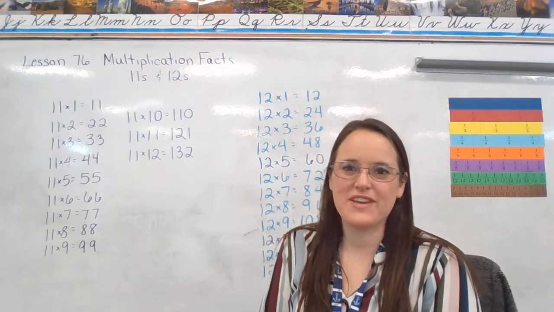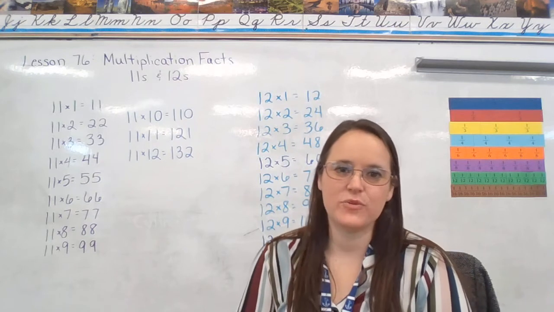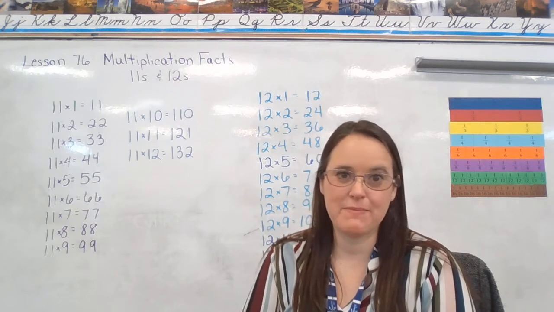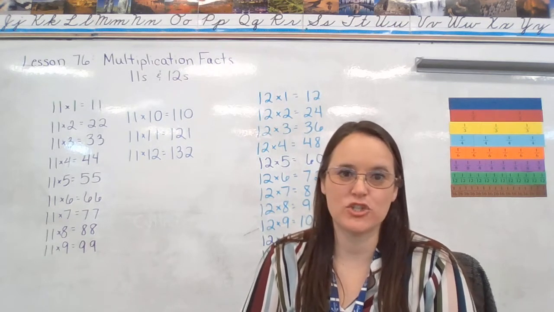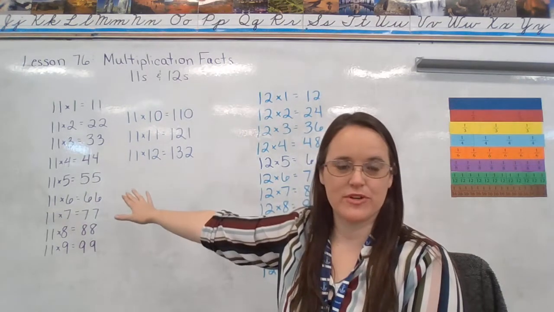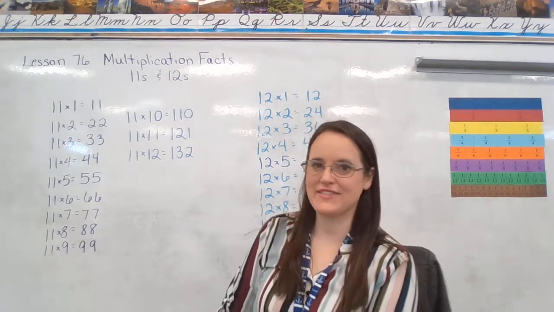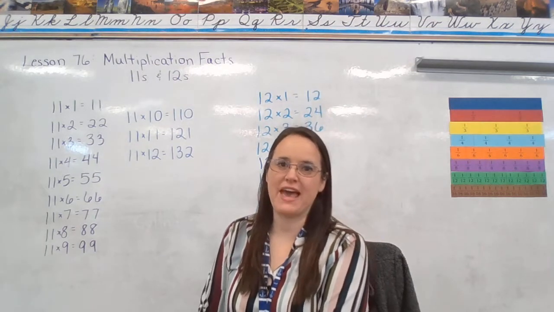Hi class, today we are on Saxon Book 3, Lesson 76, and we are going to talk about multiplying by 11s and 12s. So I've got my 11s on the board over here. These are what we're going to look at first. And at the beginning of this, I want you to notice a pattern.